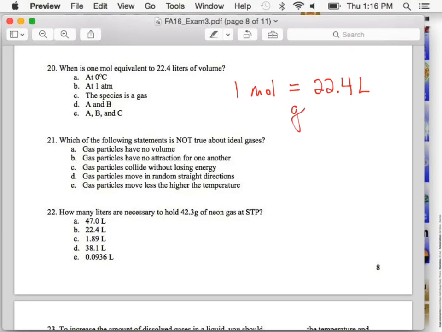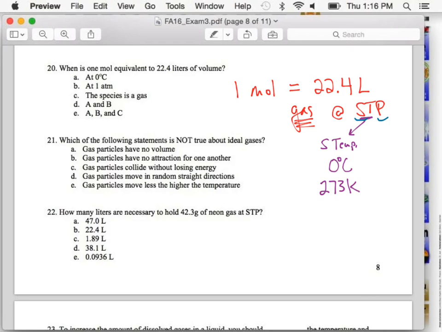It has to be a gas at STP. What did ST stand for? Standard temperature. What is standard temperature? 0 degrees Celsius. 0 degrees Kelvin means nothing exists. It's a bit of a problem. That's our absolute zero. So it's 0 degrees Celsius, or if you wanted to convert it into Kelvin, 273 Kelvin.